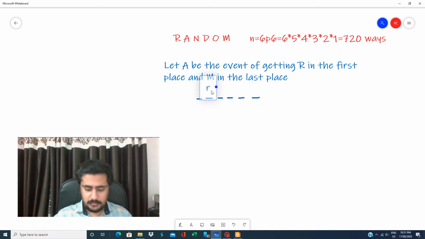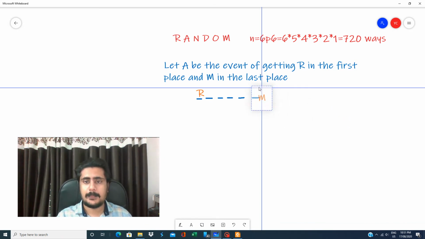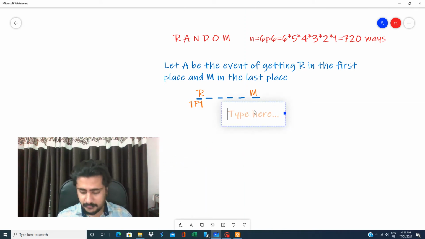Now you are asked to put R in the first place, so let's put this R in the first place and this M in the last place. The possibility of R in the first place is 1P1: one letter R and one place. The possibility of M in the last place is again 1P1.